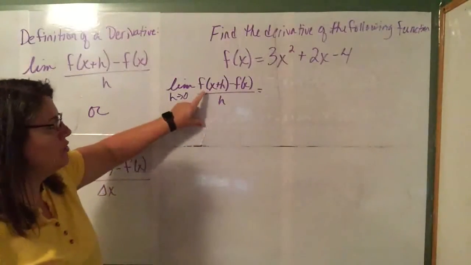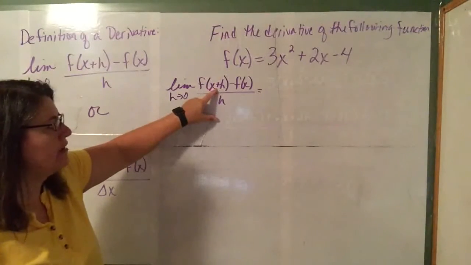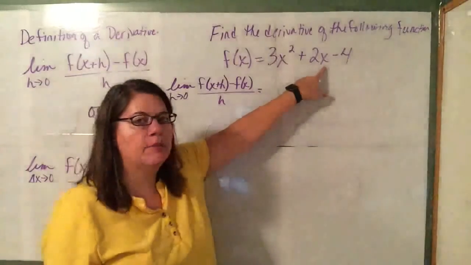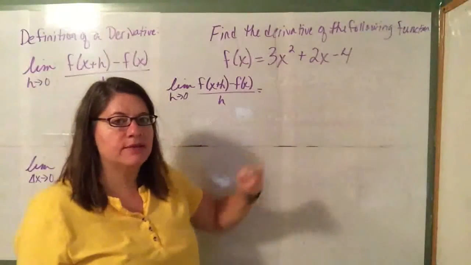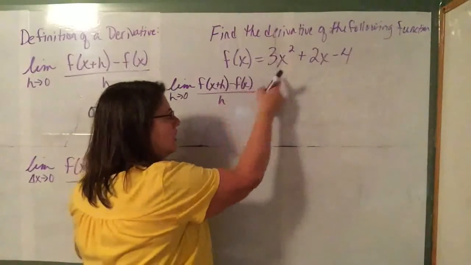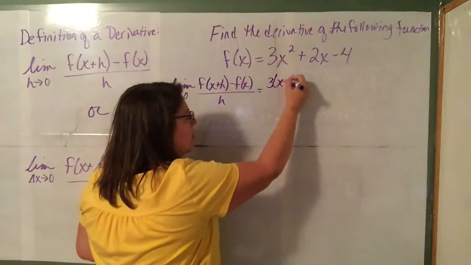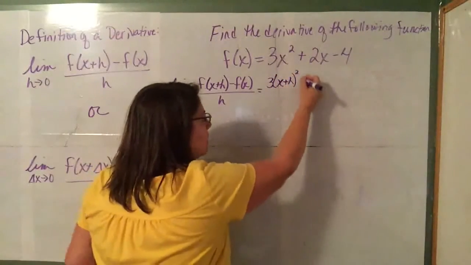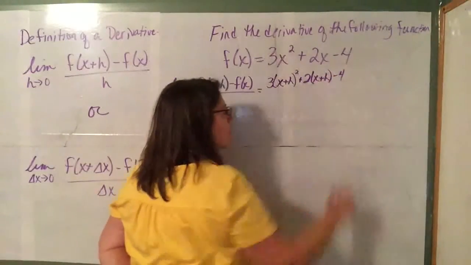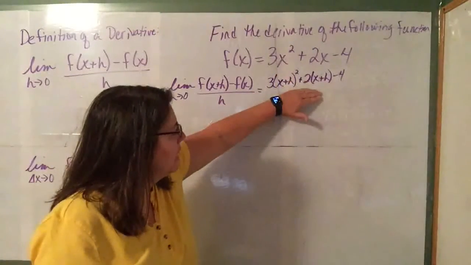So function notation: if this is f of x plus h, I'm going to take the x plus h and plug it in for every single x in my function. And then I'm going to simplify that function. So remember, x plus h is going in for every x in this function. So I would have 3 times x plus h squared plus 2 times x plus h minus 4. So I've plugged in x plus h into that function, and that's what I get.